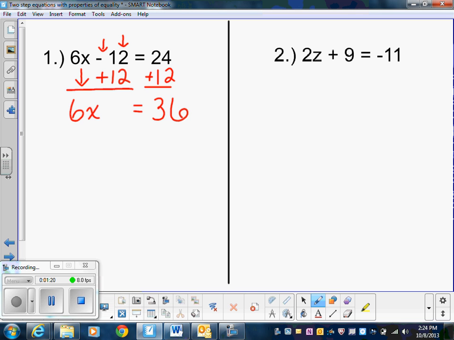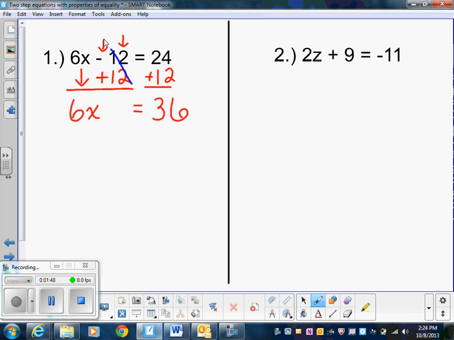And now if we look at the negative 12 and the positive 12, they're additive inverses and thus add to 0. By extension of our additive identity property, 6x plus that remaining 0 will give us 6x. Therefore, we don't need to write the plus 0 in our equation. At this point, we now have a one-step equation.